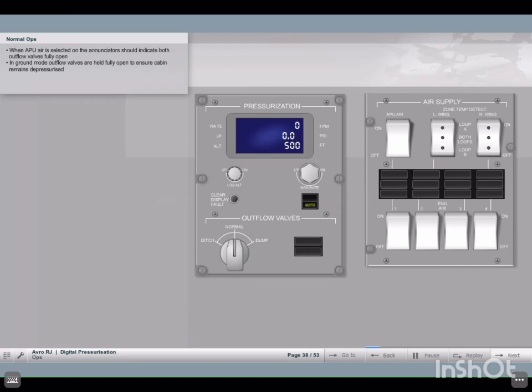Pre-flight. When APU air is available and selected on, air is supplied to the outflow valves, and the annunciators should indicate that both valves are fully open. In ground mode, both outflow valves are held fully open to ensure that the cabin remains depressurized.